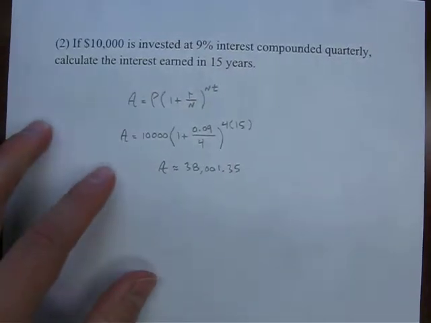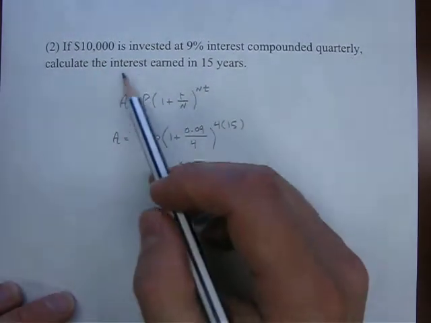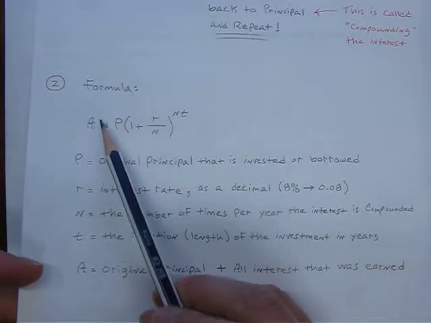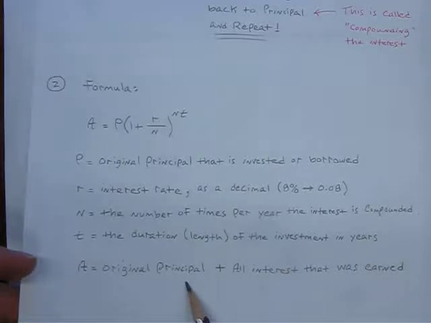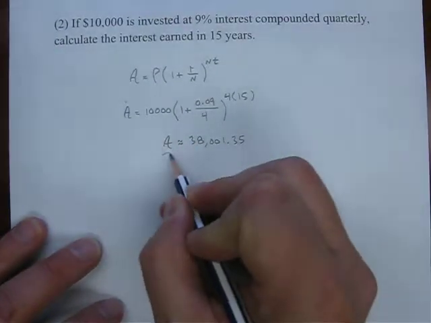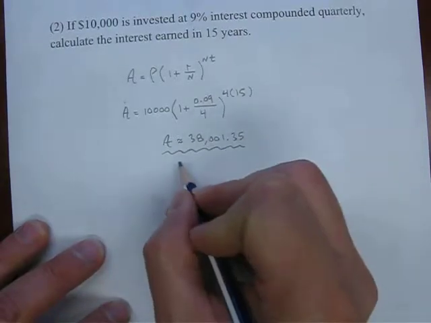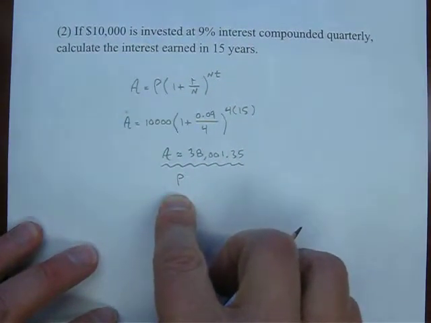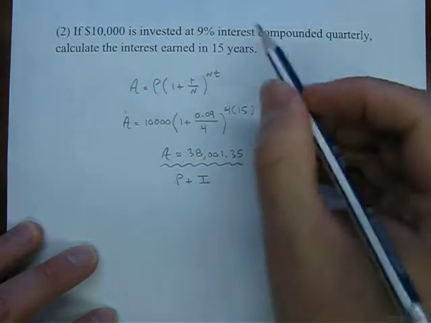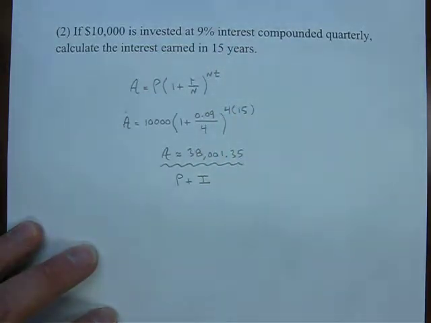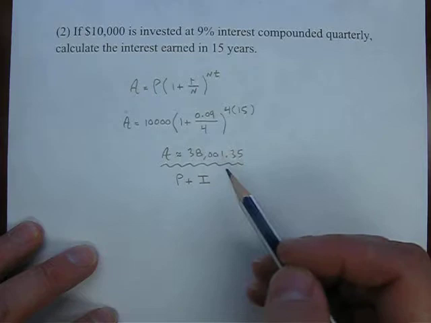But what did it ask for? It asked for the interest that we earn. Let me go back and remind you about something. When we use this formula, what's that number that we get right there? That is the original principal that we started with, plus all the interest that was earned along the way. So when I see this number, that includes the 10,000 that I started with plus all the interest that I earned over 15 years. So what's the interest? Like, how much interest did you get?